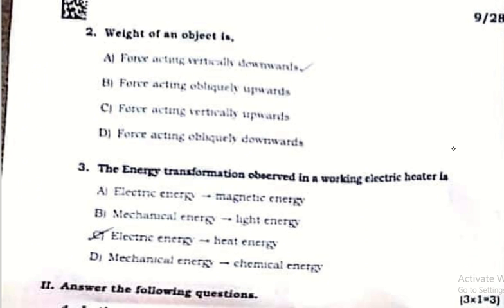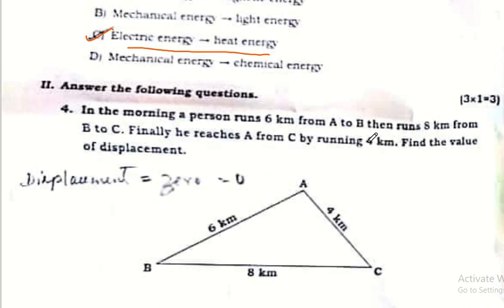Weight of an object is the force acting vertically downwards. Option A is the correct answer. The energy transformation observed in the working of an electrical heater: in an electrical heater, electrical energy is converted to heat energy. This question appeared in the model paper also. Next we are moving to the next question.